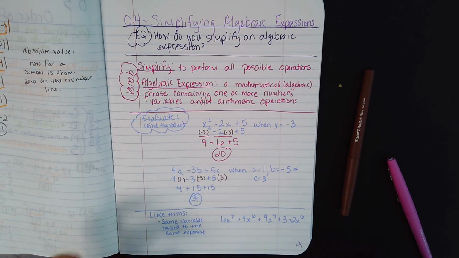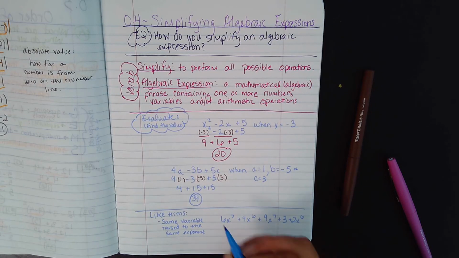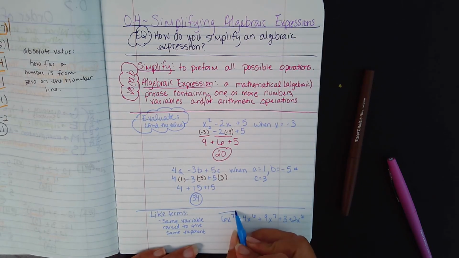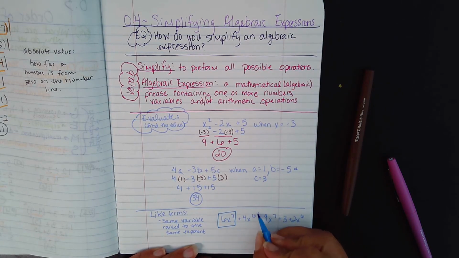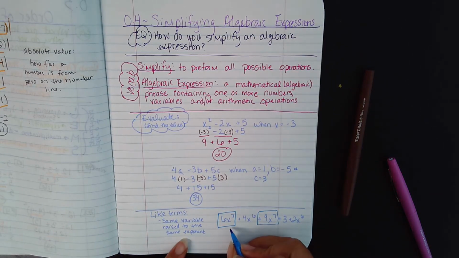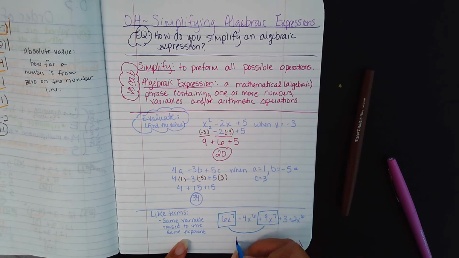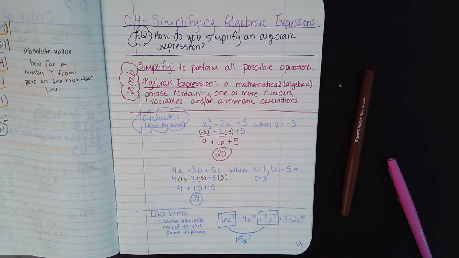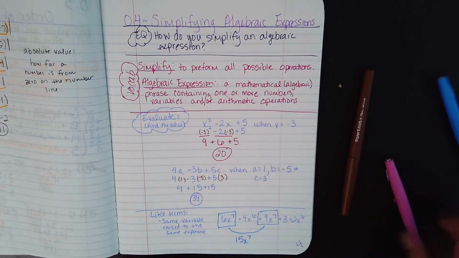But I'm going to start by going through and looking at my powers. So I have an x to the 7th here, and I have an x to the 7th there. That means that I can combine both those x to the 7th. They are like terms. I have 6 groups of x to the 7th. I have 9 groups of x to the 7th, which means in total, I have 15 groups of x to the 7th power.